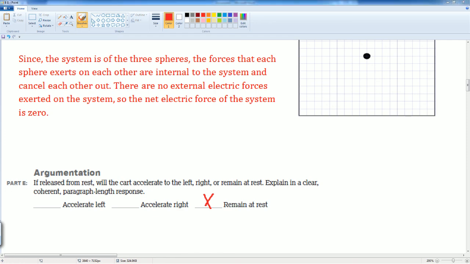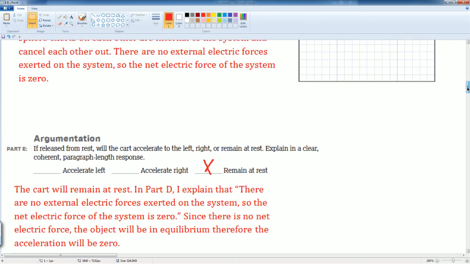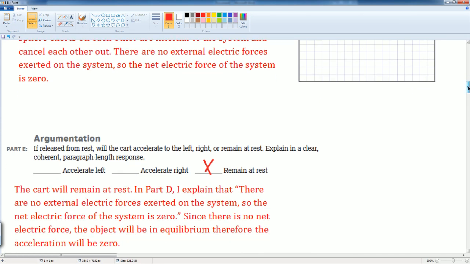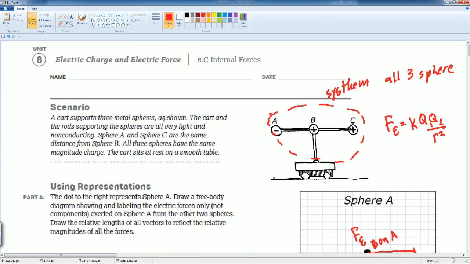Here's my explanation. I said that the car will remain at rest. In part D, I explained that there are no net external forces exerting on the system. Therefore, the electrical force on the system is also considered to be 0. Since there is no net electrical force acting on the system, the object will be in equilibrium. Therefore, the acceleration will be 0. And there you go. That is 8C.